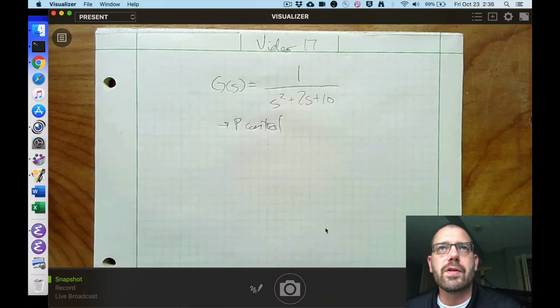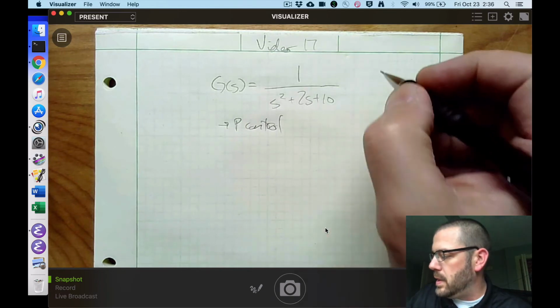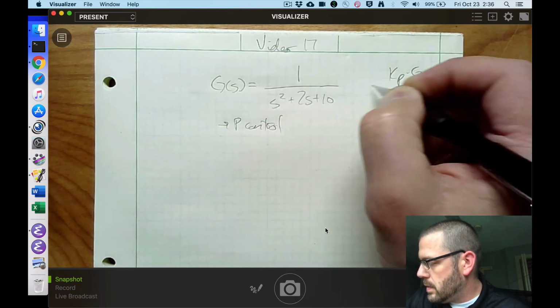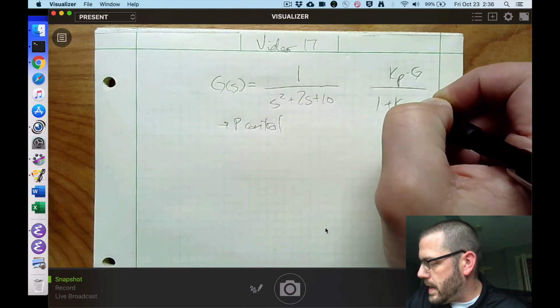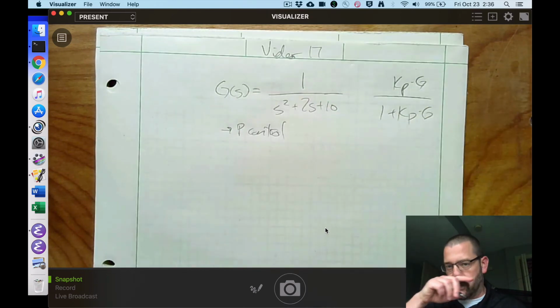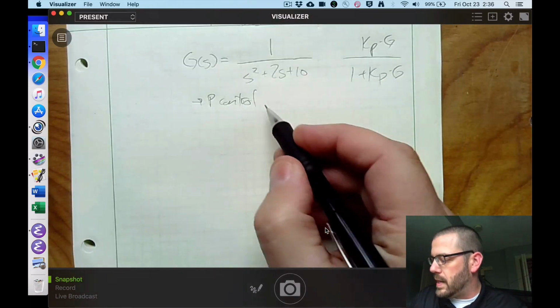Now you could take KP times G over 1 plus KP G and solve that and get a symbolic form. And you actually did this in one of your labs.